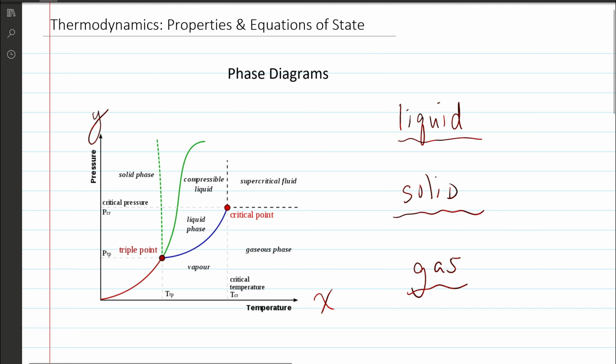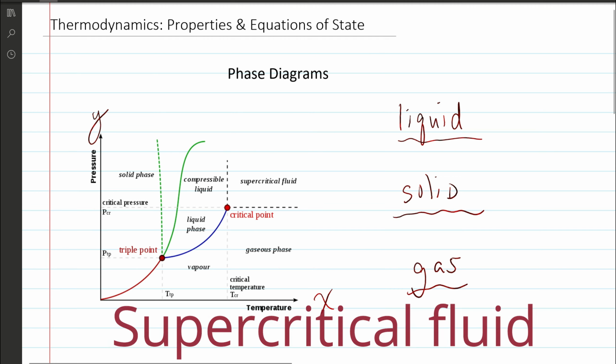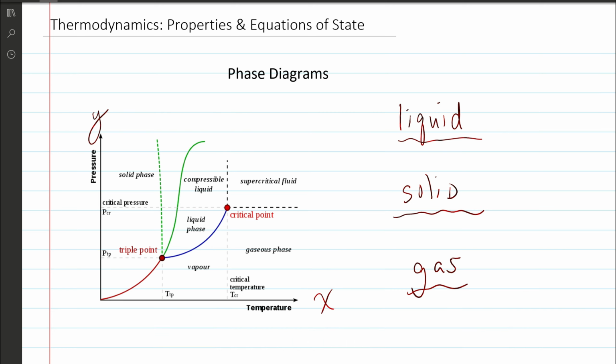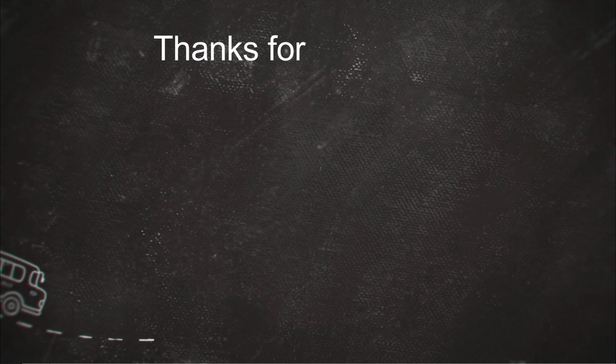Then there's this term up above, supercritical fluid. This is a substance at a temperature and pressure above its own thermodynamic critical point that can diffuse through solids like a gas and dissolve materials like a liquid.